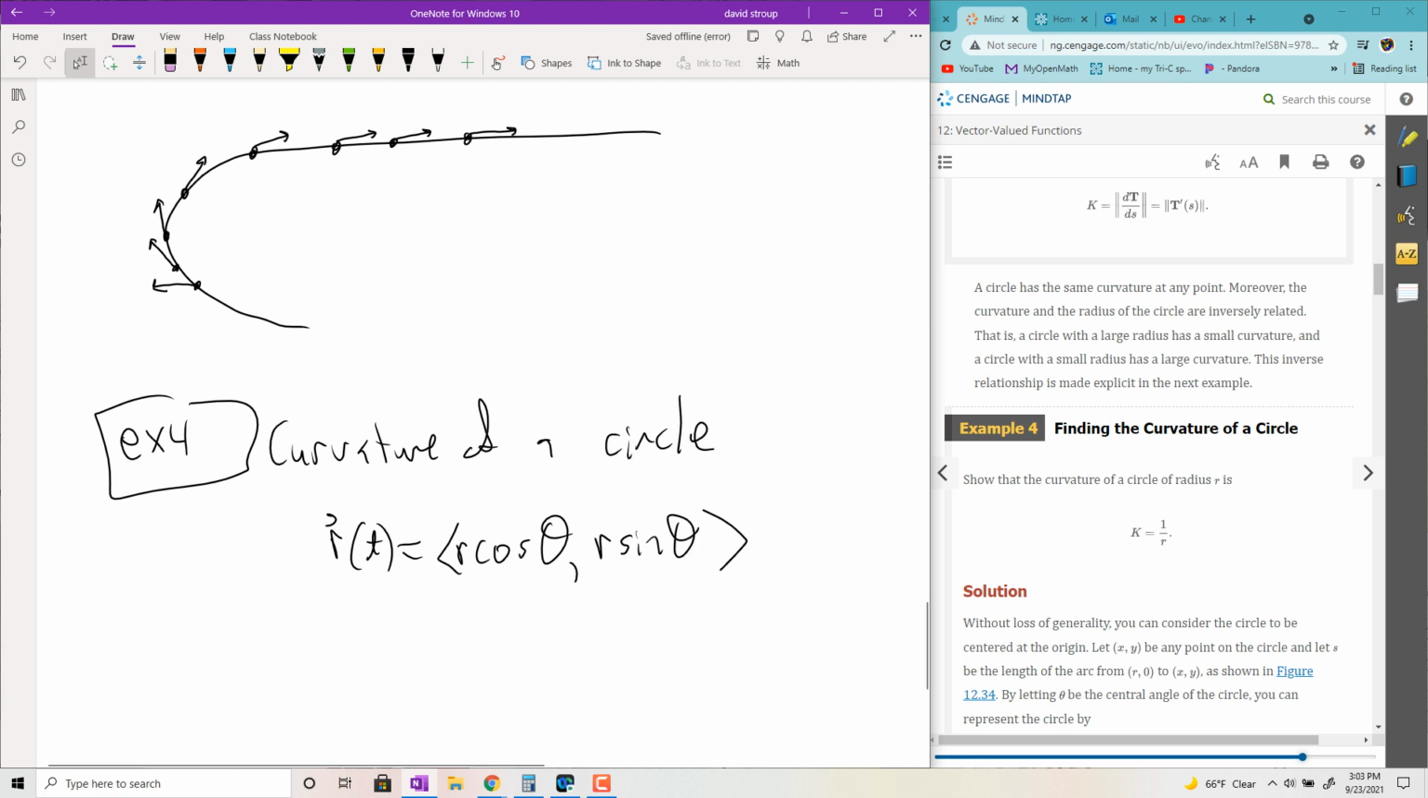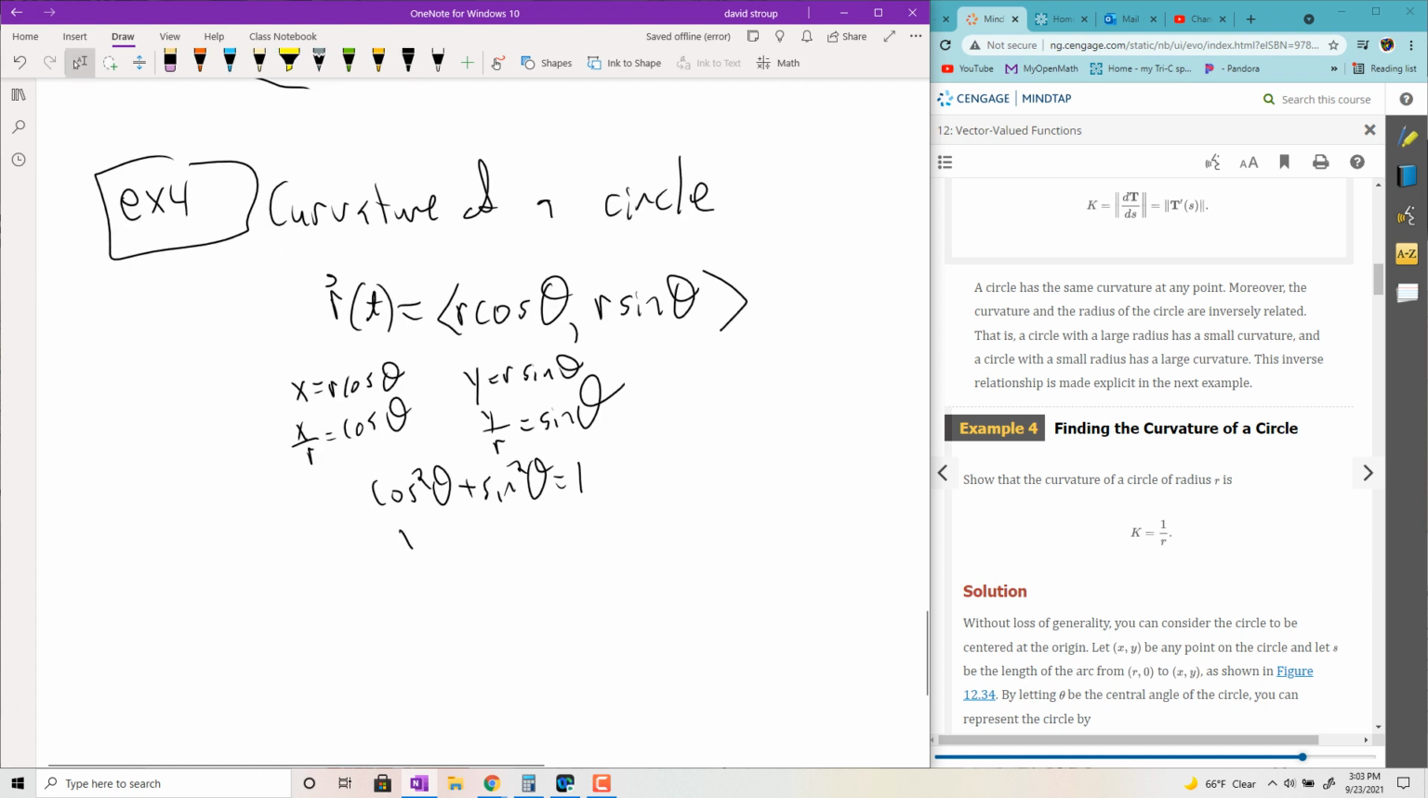If you put that back into rectangular coordinates, that would be a circle with radius R, right? Because x would equal R cosine theta, so x over R would equal cosine theta. Y would equal R sine theta, so y over R would equal sine theta. And then from the Pythagorean identities, cosine squared theta plus sine squared theta equals 1. Substituting in, we get x squared over r squared plus y squared over r squared equals 1. Multiplied through by r squared, you get a circle with radius r, centered at the origin.